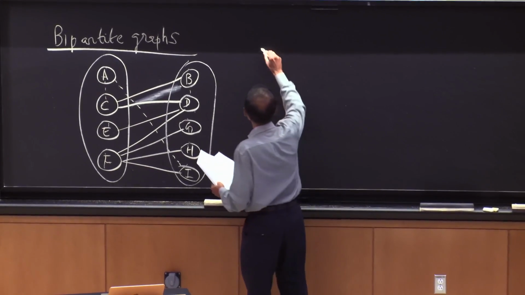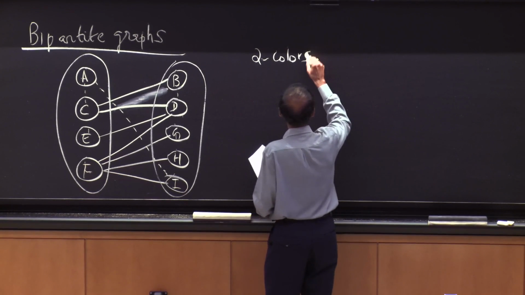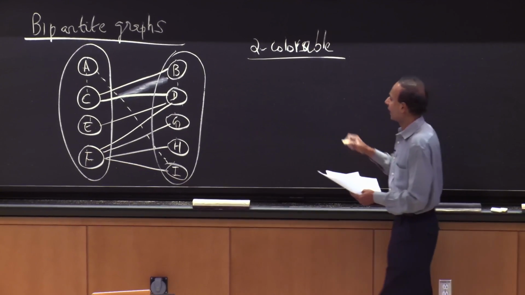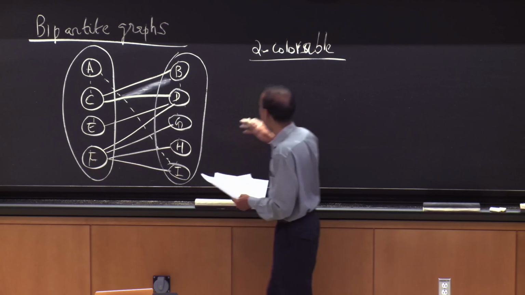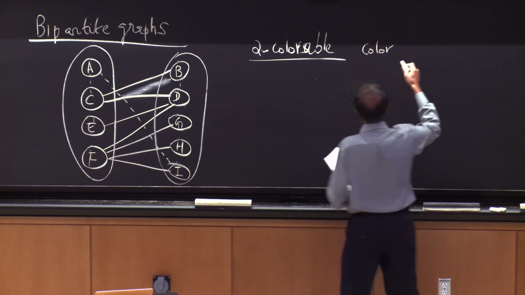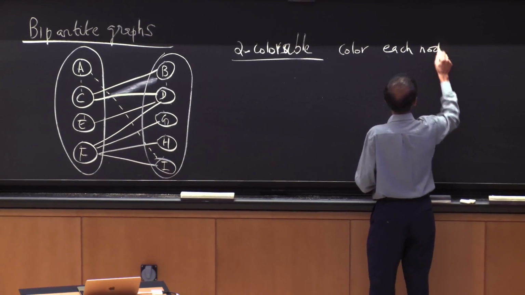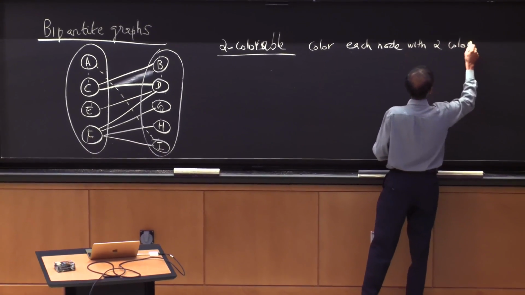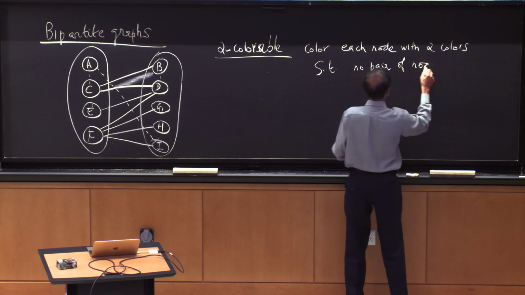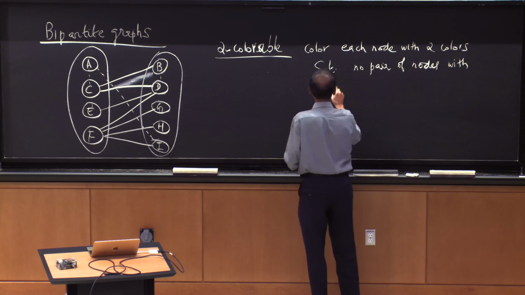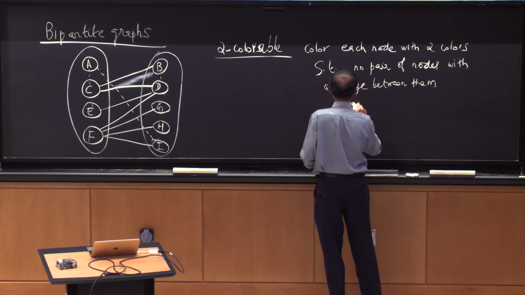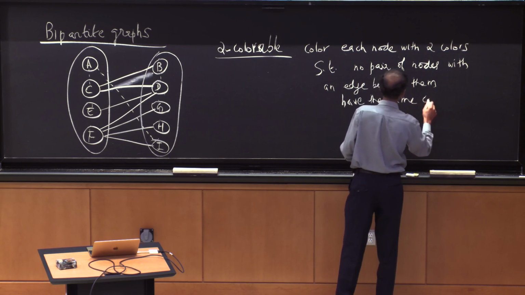And there's another property that essentially is equivalent to our puzzle, which says bipartite graphs are two-colorable. And it's obvious as to why a bipartite graph is two-colorable. And what does it mean to be two-colorable? Well, you need to color each node with two colors, in this case Friday and Saturday, such that no pair of nodes with an edge between them have the same color. So exactly equivalent to what we've talked about here.